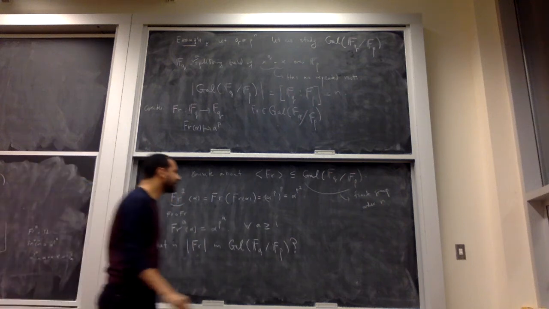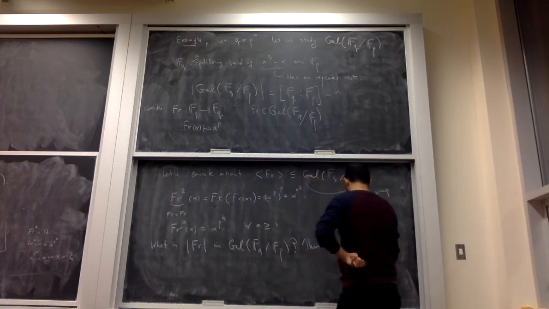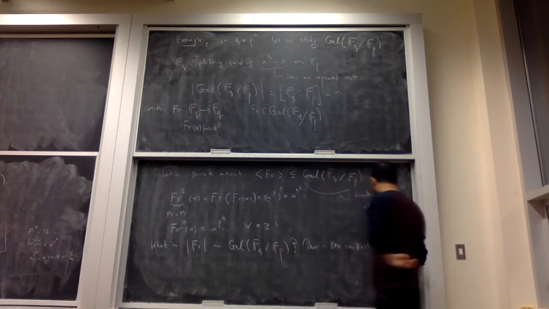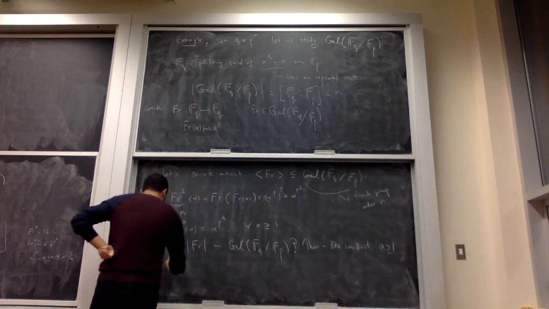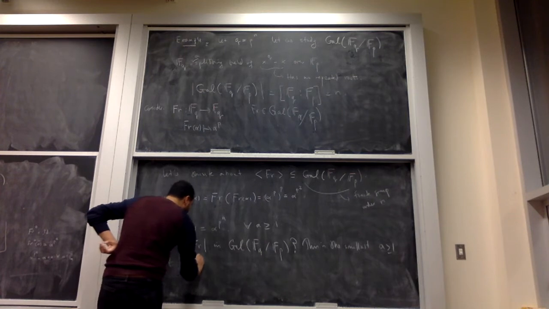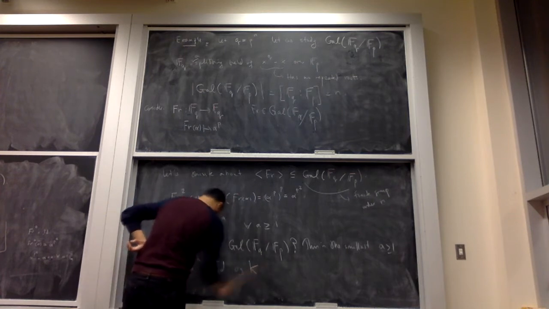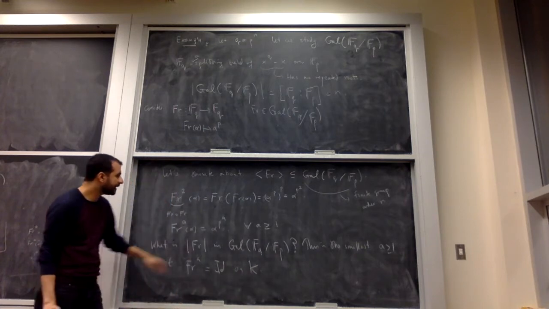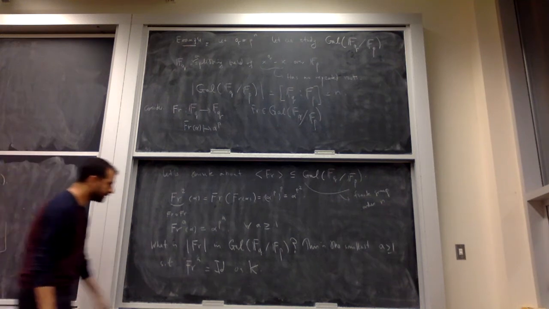Okay, so this is the smallest a such that Frobenius to the power of a is equal to identity on K. Right? The identity element of the Galois group is the identity map. Sorry, on FQ.